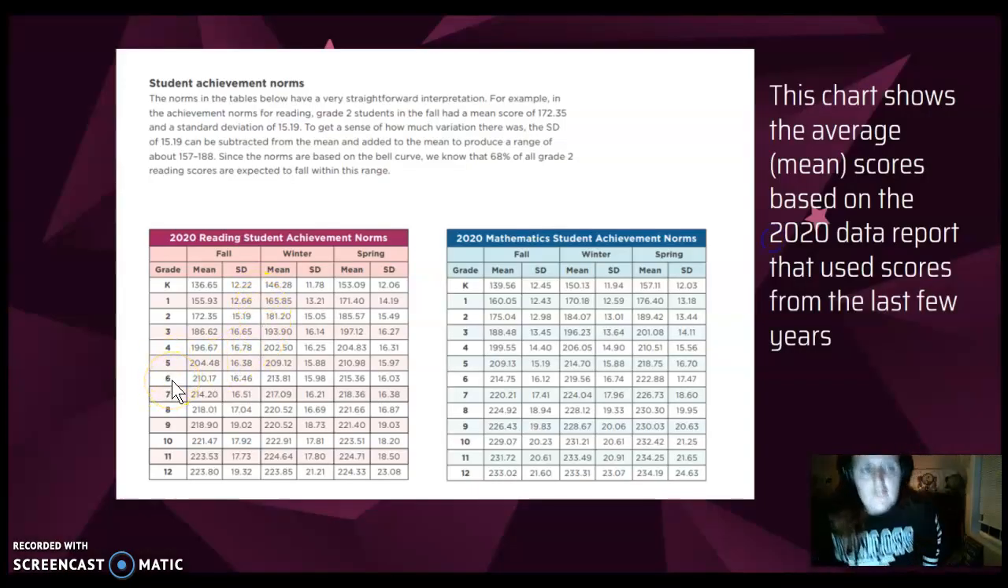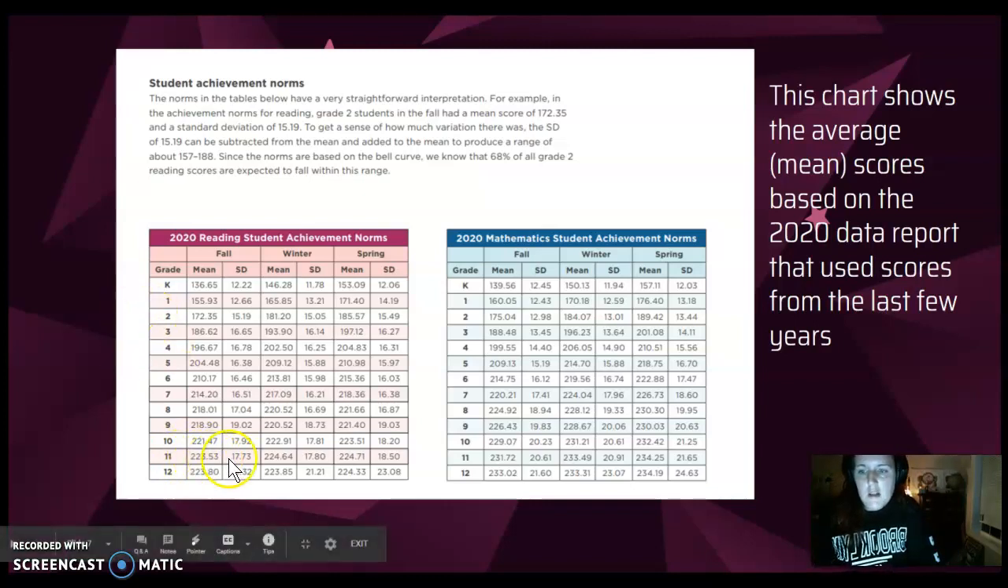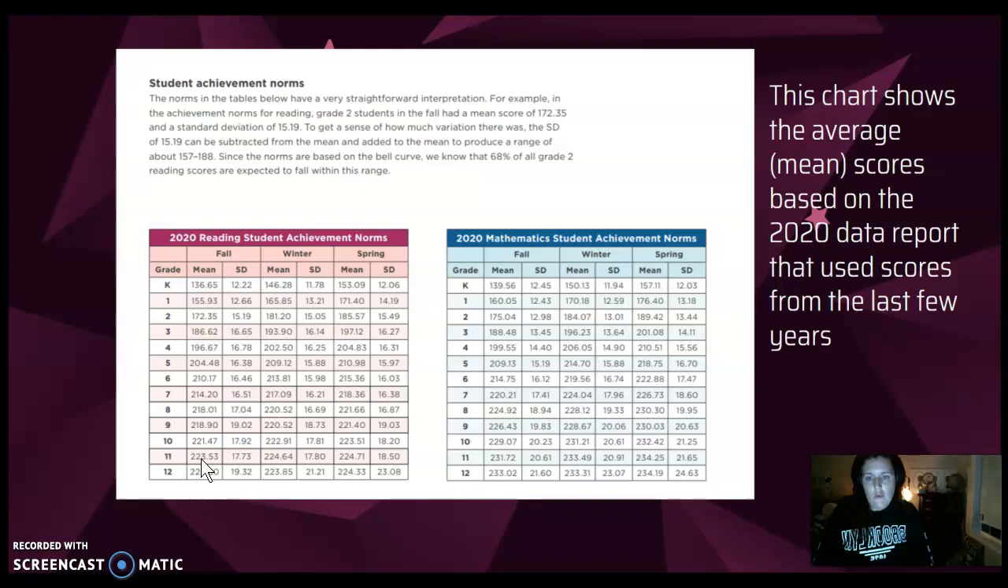I pulled this also from their website. It showed the average, the mean scores based on the 2020 data report they just finished up. They used test scores, like I said earlier, from the last few years. And you can see here that you'd be in the 11th grade range for the math and reading. And you can see that when students took it in the fall of their 11th grade year, the average score was 223, which is the lower range between that 220 and 260 that they were hoping for.